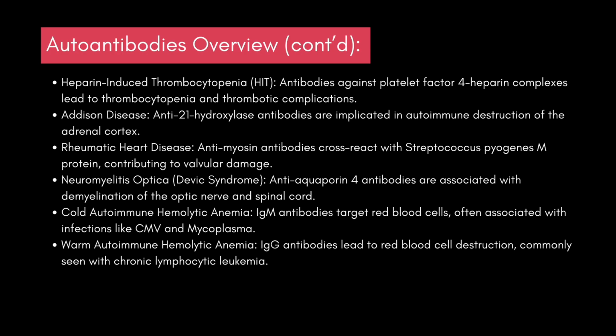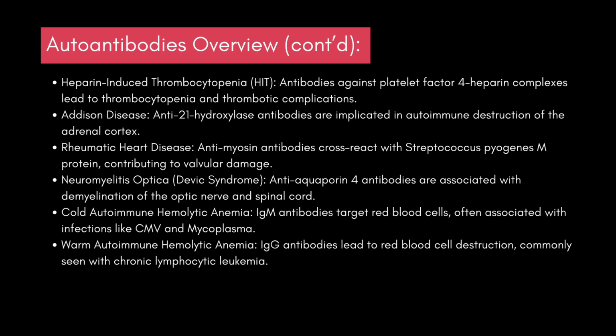We have cold autoimmune hemolytic anemia. This is where IgM antibodies target red blood cells, often associated with infections like CMV and mycoplasma. We have warm autoimmune hemolytic anemia. This is where IgG antibodies lead to red blood cell destruction, commonly seen with chronic lymphocytic leukemia.